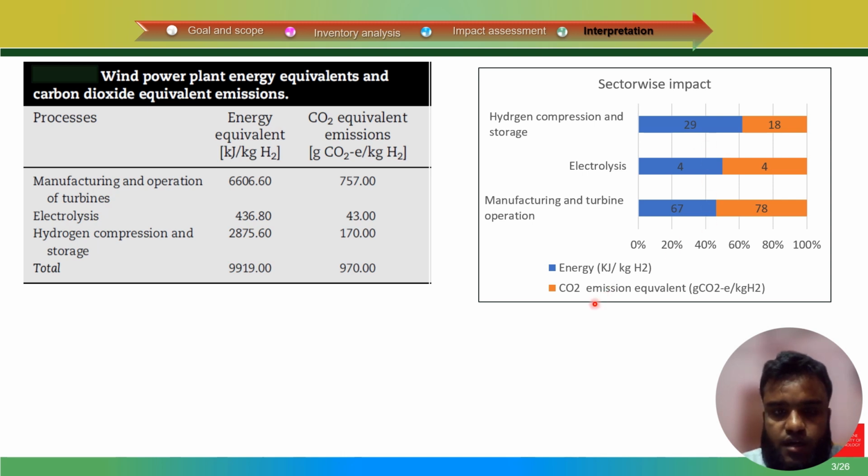And while discussing the CO2 equivalent emission, which sector contributed which amount of CO2? Of course, the higher the energy content, the more the CO2 emission, and we can see 78% is responsible for the manufacturing and operation of the turbine, 4% from the electrolysis, and 18% from the hydrogen compression and storage. So this way we can discuss or explain our results.